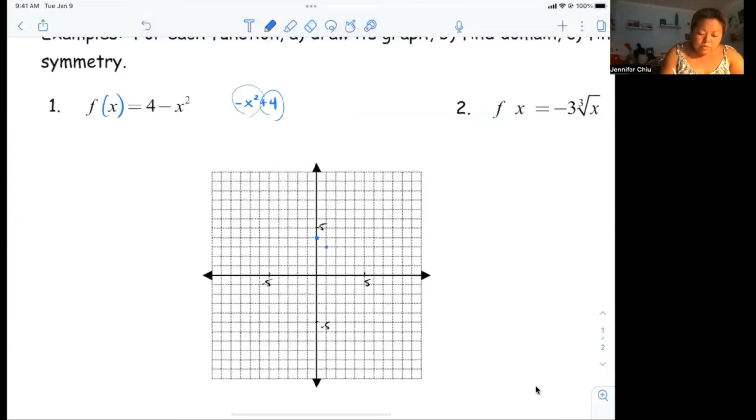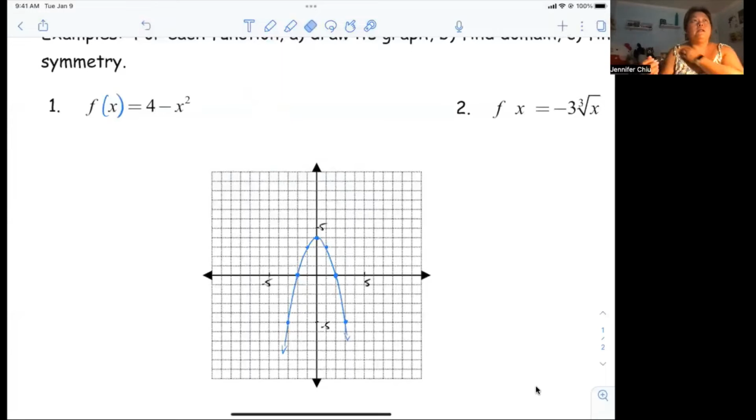So 1 squared is 1, -1 squared is 1, 2 squared is 4, -2 squared is 4, right? And then 3 squared is 9, -3 squared is 9. So this is a pretty good depiction of my parabola. Okay, all right, now what's next?